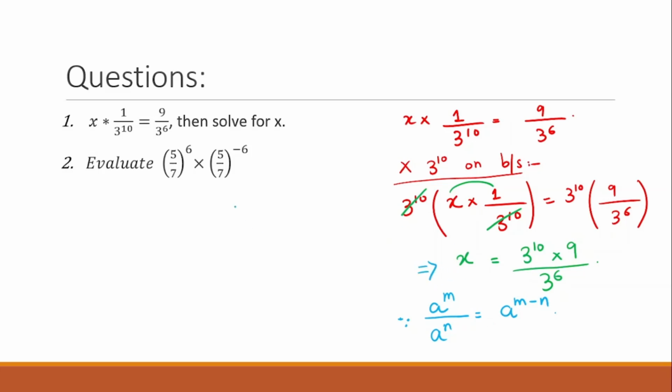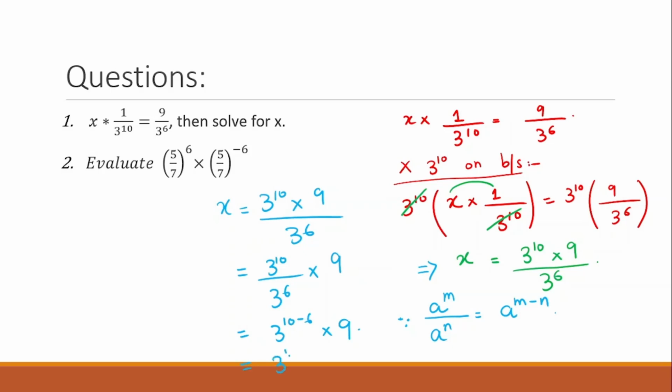So I'm writing here x equals 3 to the power 10 multiplied by 9 divided by 3 to the power 6. I'm just writing them separately: 3 to the power 10 divided by 3 to the power 6, multiplied by 9. So you can write 3 to the power 10 minus 6 multiplied by 9. 10 minus 6 is 4, so 3 to the power 4 multiplied by 9. I have just subtracted the exponents, because this is the quotient rule. Now this is what we have got.